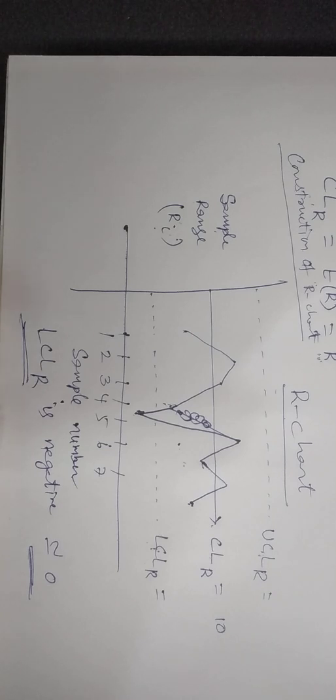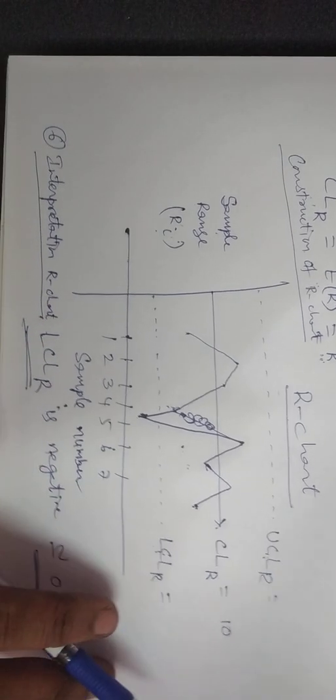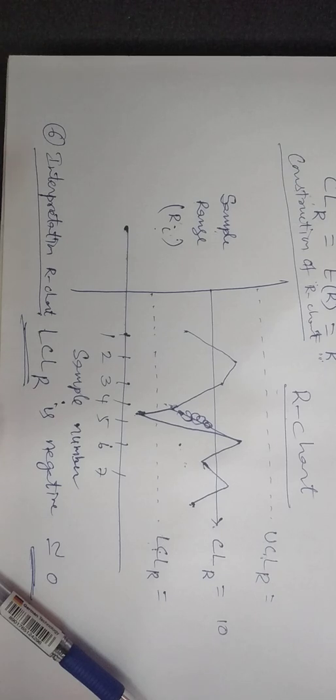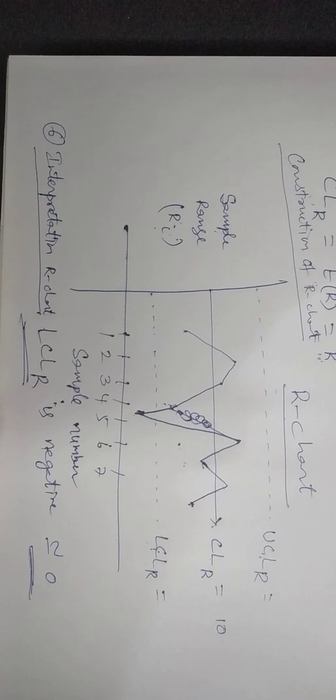What is the sixth point? Interpretation of the control chart, the R chart. Whenever all the sample points fall between the control limits UCL and LCL, the process is said to be under statistical quality control. If any one of the points falls outside the control limits, that is above UCL or below LCL, then the process is said to be out of statistical quality control. Whatever assignable causes are present, we have to indicate those assignable causes of variation. Usually, according to the R chart, assignable causes of variation are neglect on the part of the operator. Hope you understand. Thank you very much.